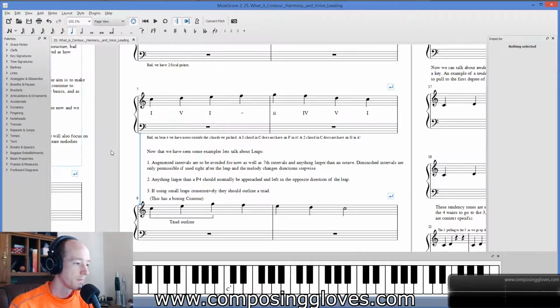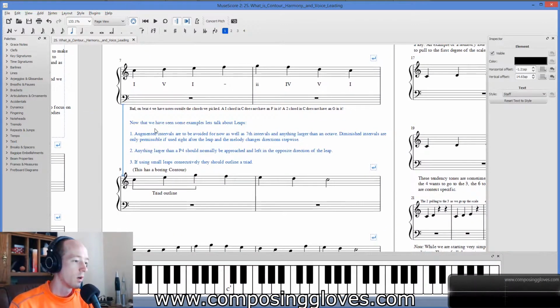Okay, all right, so now that we've seen some examples, let's talk about these leap things, right? So we have these 3 things about leaps. Augmented intervals are to be avoided, as well as 7th intervals and anything larger than an octave. So if it's an octave or bigger, not cool. If it's augmented, uncool. 7ths, uncool. Don't do any of those things. You just got to kind of keep these in mind.